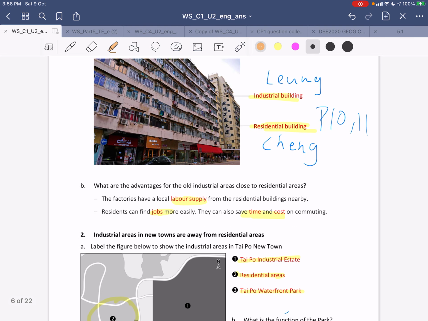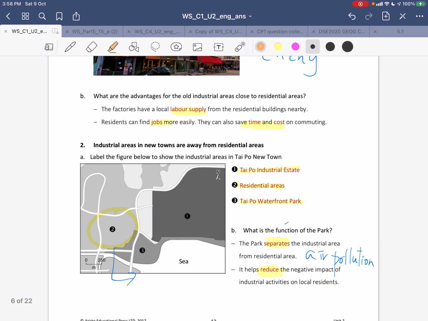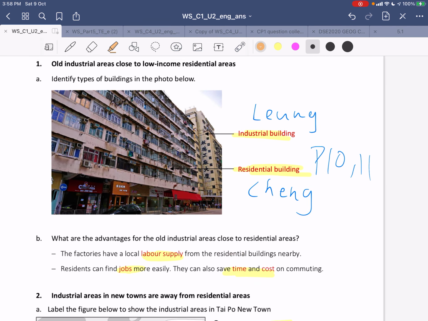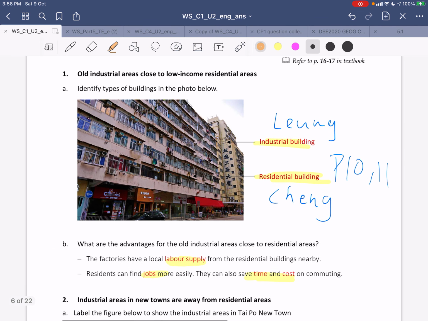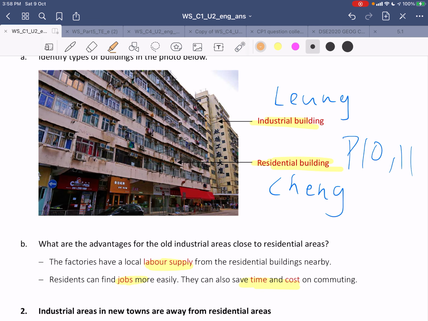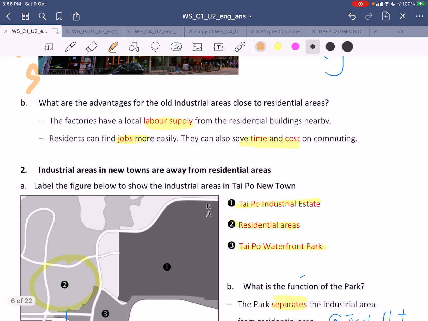So what is it about? Mainly, as I have told you here already, the low-income residential areas have to be next to the industrial buildings in order to provide jobs, and also the residents here can save their money and their time. So accordingly, they have a better life by living there.